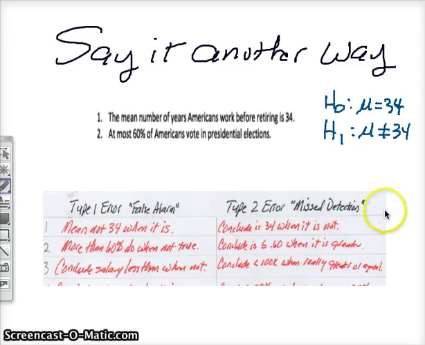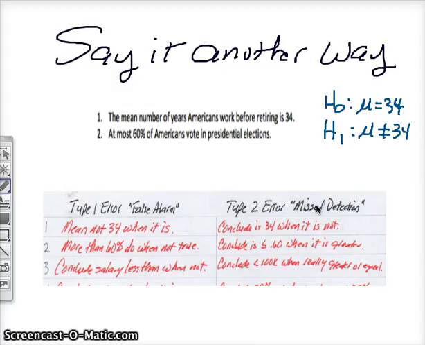Now, what would a type 2 error look like if I made that mistake in problem number 1? I would be saying I conclude that it's 34 when it's not. It actually is higher, or it's lower, or it's different.